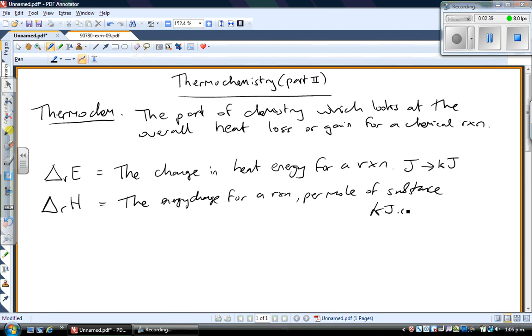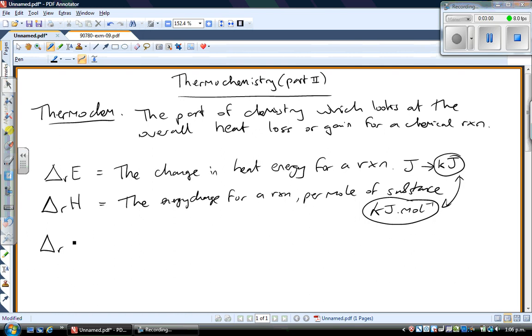kilojoules per mole. So the main difference between enthalpy and energy is that enthalpy is the energy change per mole of substance. So the units of enthalpy will be kilojoules per mole, whereas the units of energy will be just kilojoules. And that's something that students often mix up, so make sure you get that right.